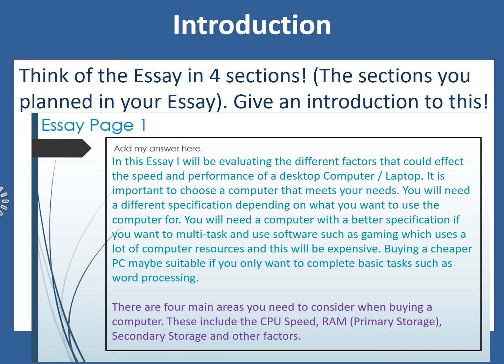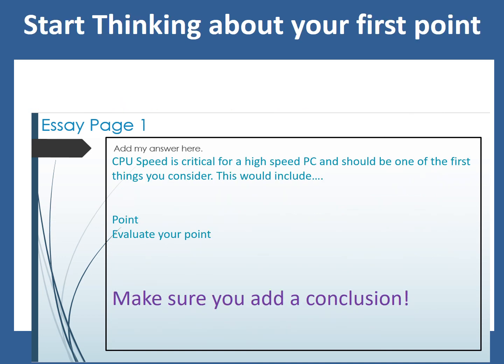I now want you to plan out your introduction and then think of it in 4 sections, the 4 sections you planned your essay in. You might want to give an introduction to each section. There are 4 main areas you need to consider when buying a computer. These include CPU speed, RAM, secondary storage and other factors.